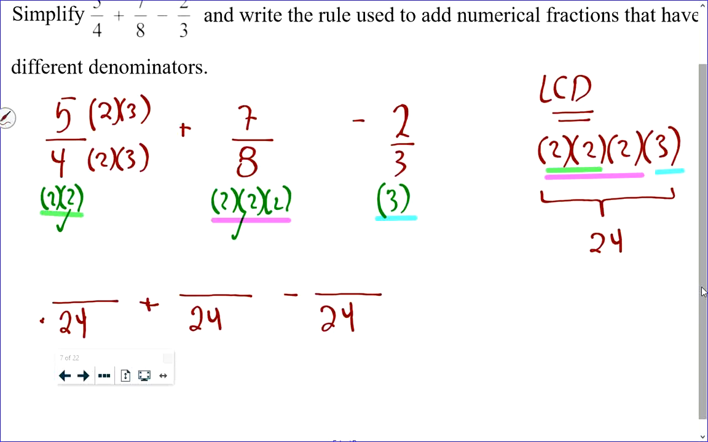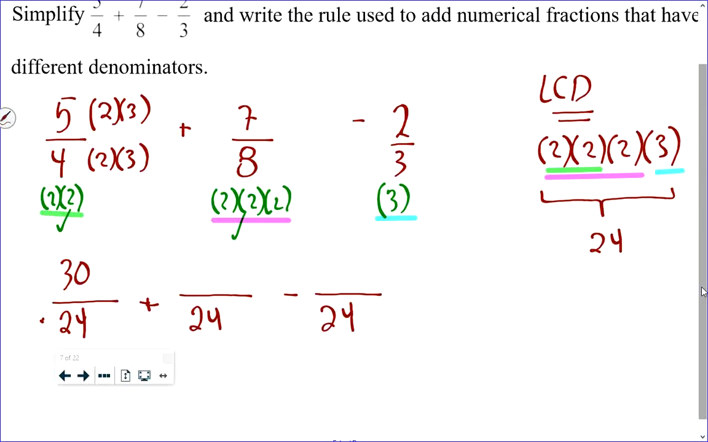I'm just saying we need to multiply the top and the bottom by the factors that are missing from the denominator that we're trying to get. We only had the 2 times the 2. We want the 2 times the 2 times the 2 times the 3. So when I do that on the top, I end up with 30. Just double check my arithmetic there. 5 times 2 times 3 is 30.